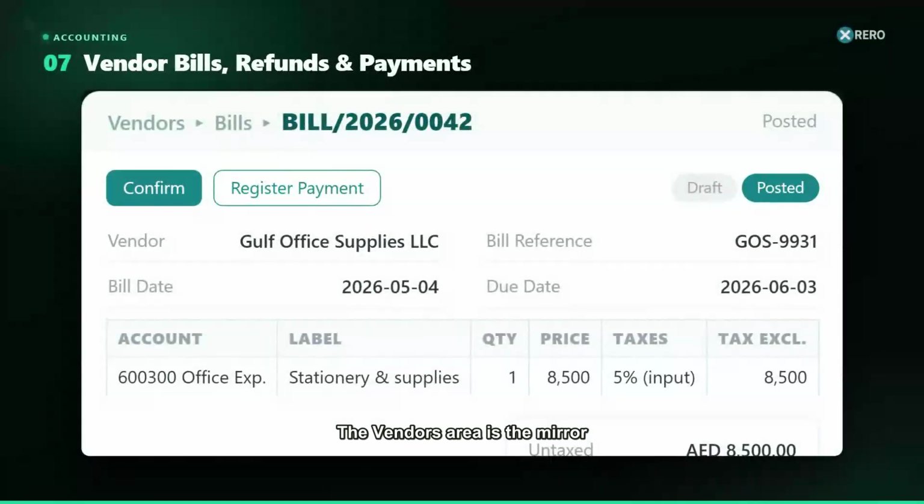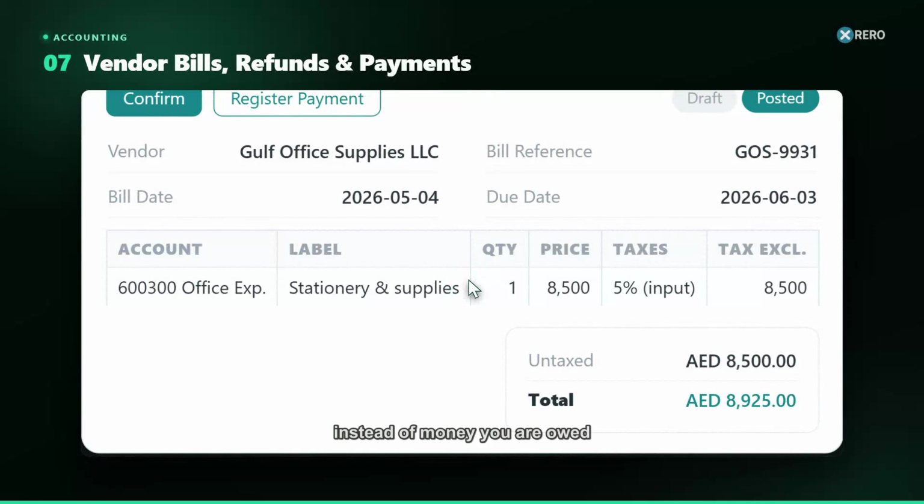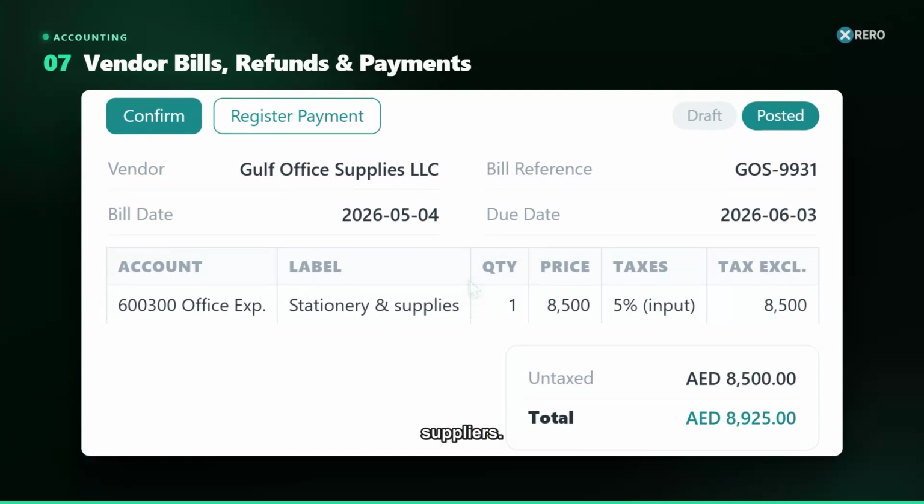The vendors area is the mirror image of customers. Instead of money you are owed, it tracks money you owe to suppliers.